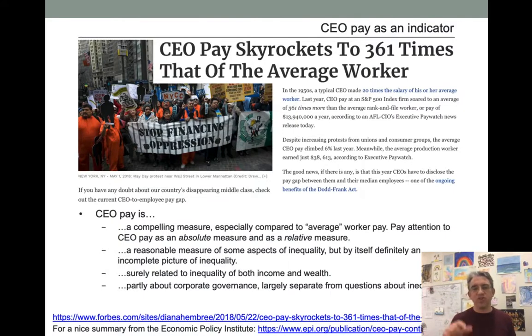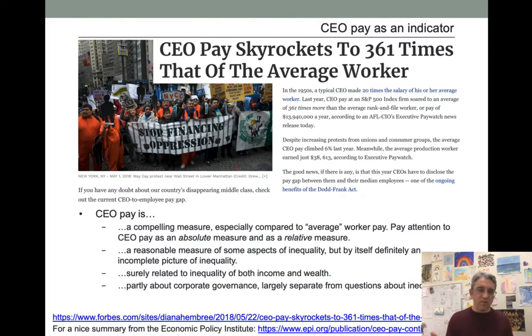I think it's worth actually looking at the levels of CEO pay occasionally, and I have a link there from the Economic Policy Institute if you'd like to. Also, I think it's a reasonable measure of some aspects of inequality, but by itself, it's definitely an incomplete picture, so I am definitely not suggesting to use it in isolation. It is surely related not just to the inequality of income at a moment in time, but to the inequality of wealth over time.